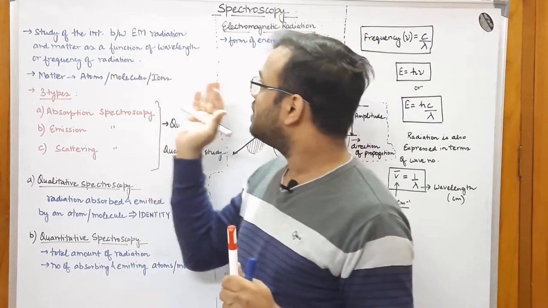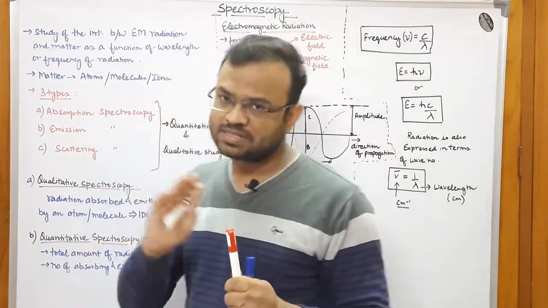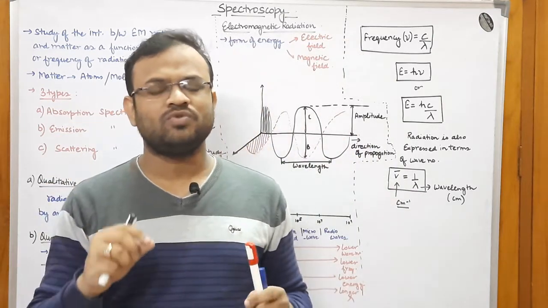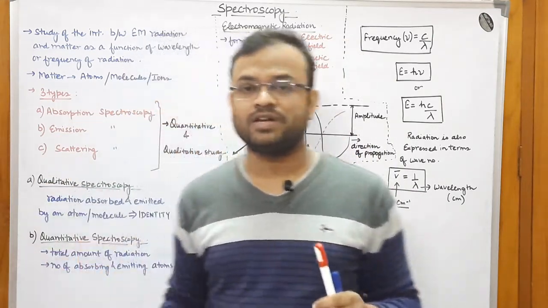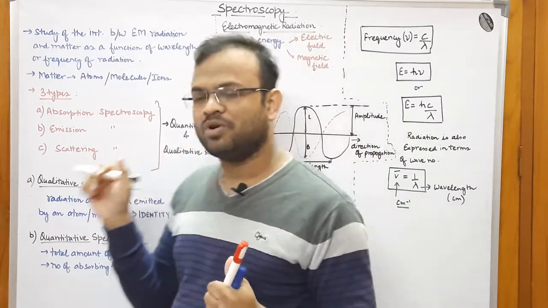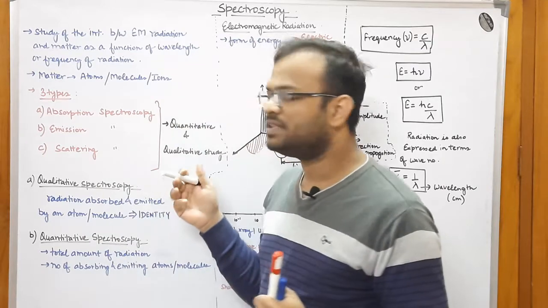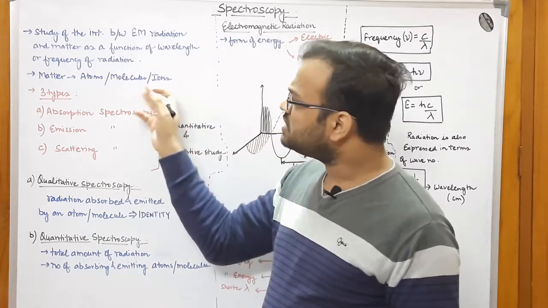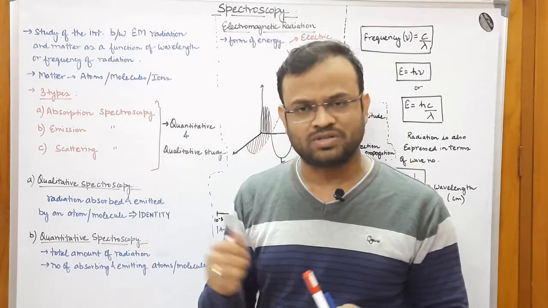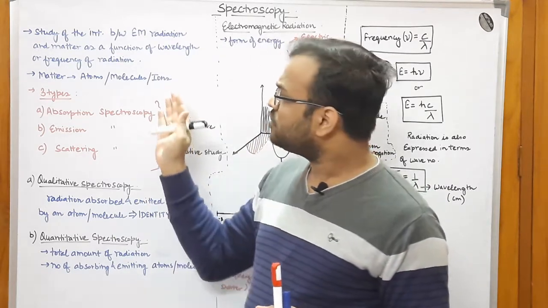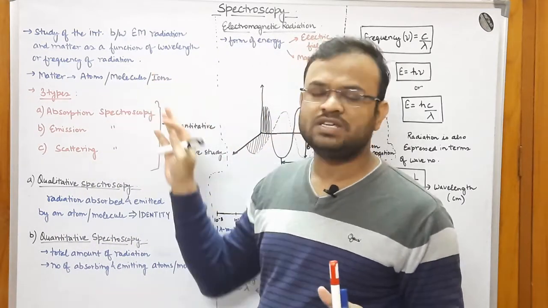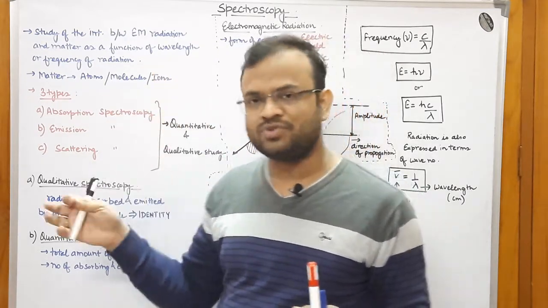Okay, so this is the concept of spectroscopy. What do you understand by matter over here? Matter can be anything like atoms, molecules, or ions. All of these things would interact with electromagnetic radiation in some way or the other, and there would be an alteration in the wavelength or frequency of the radiation, which we have to study.